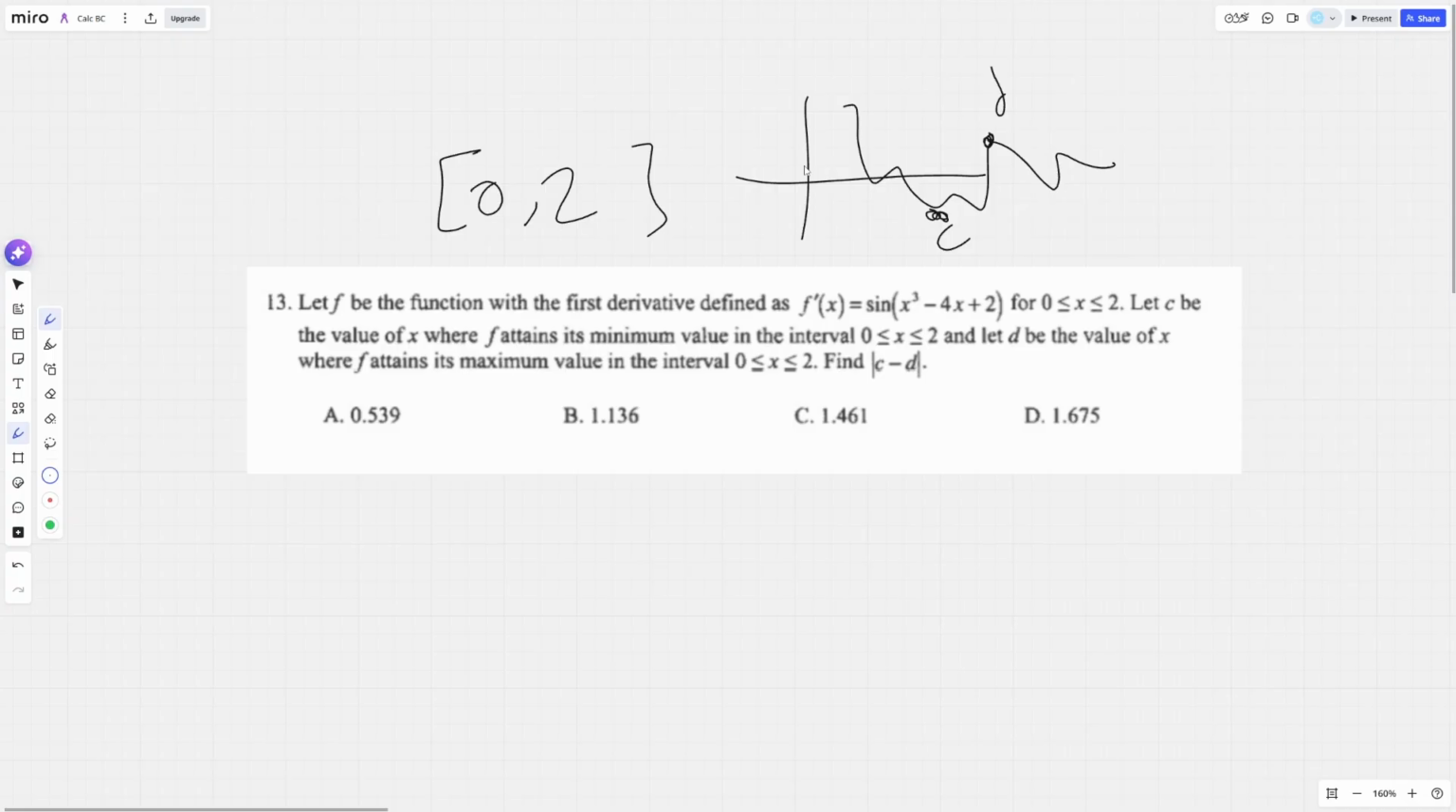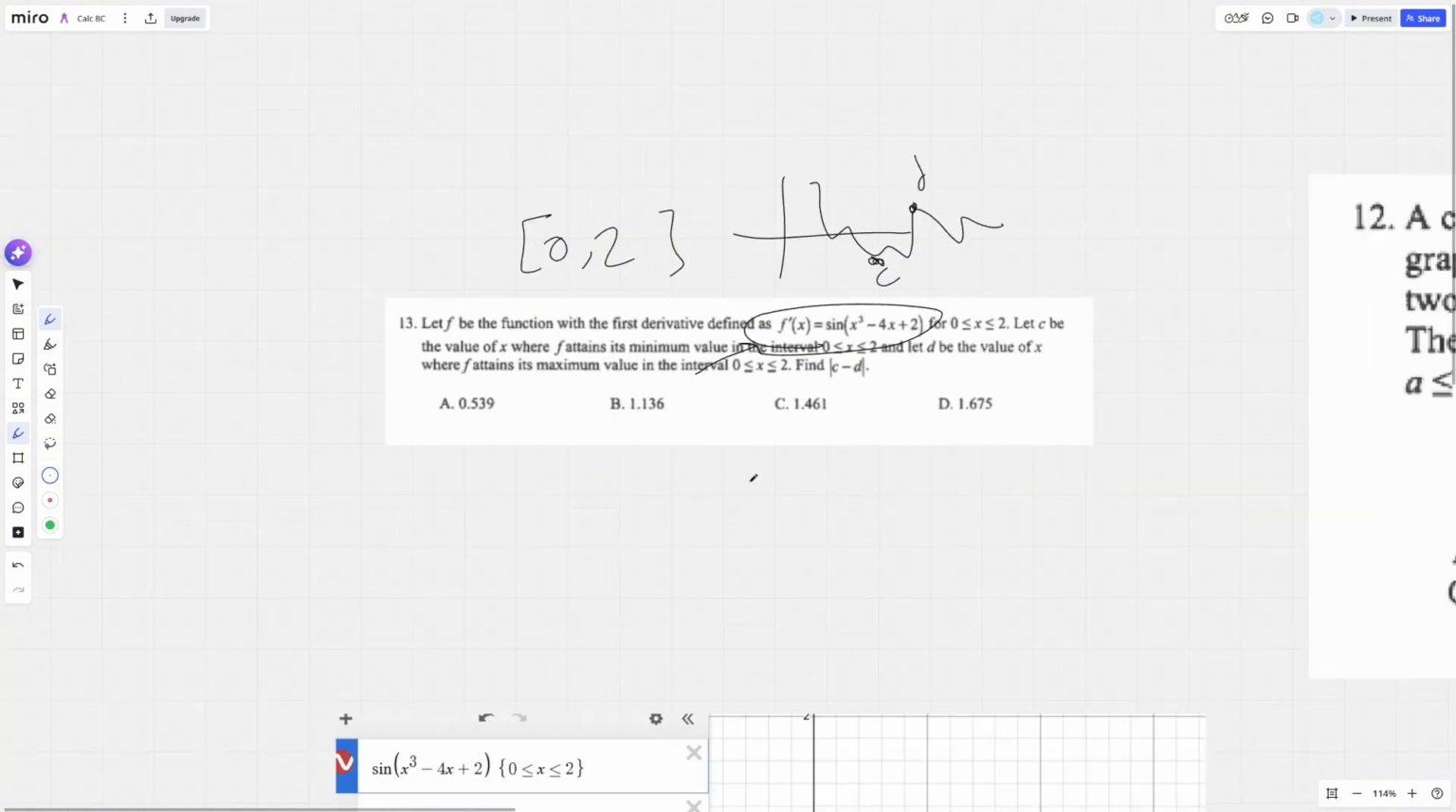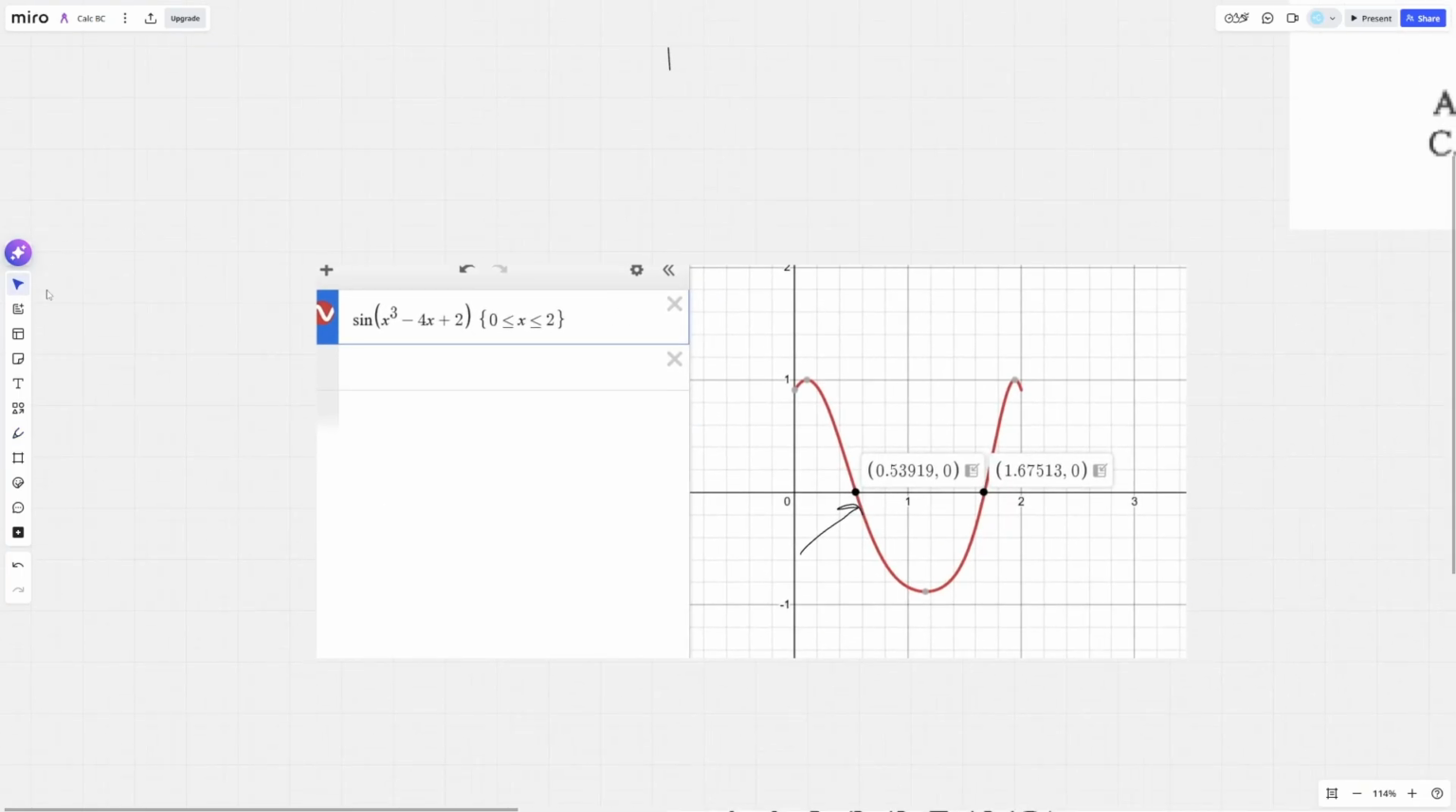So to find these values, we're going to graph f prime of x and look for when it is equal to 0, because by the first derivative test, these are where critical points occur, and it has a possibility of having a minimum or a maximum. So here we can see the graph of the first derivative, and it can be seen that it is equal to 0 at x equals 0.539 and at x equals 1.675.